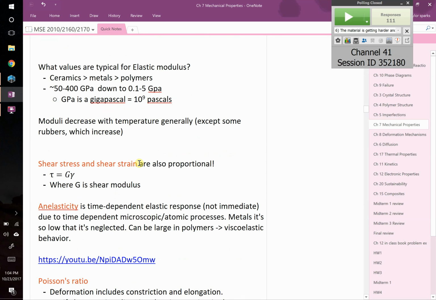So what are some typical values for elastic modulus? In general, ceramic is higher than metals, and that's higher than polymers. For ceramic, it might be anywhere between 50 up to maybe 400 gigapascals, so extremely stiff materials, whereas polymers can be less than 1 gigapascal. And metals are going to be somewhere in between, maybe 10 to 100 gigapascals, somewhere in that range.